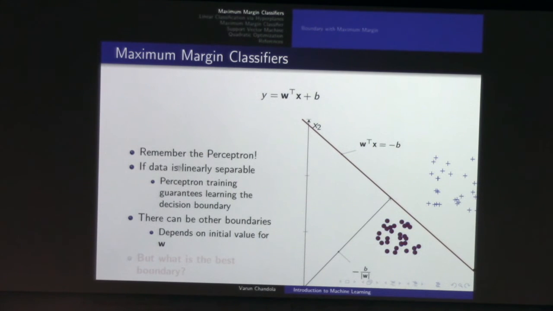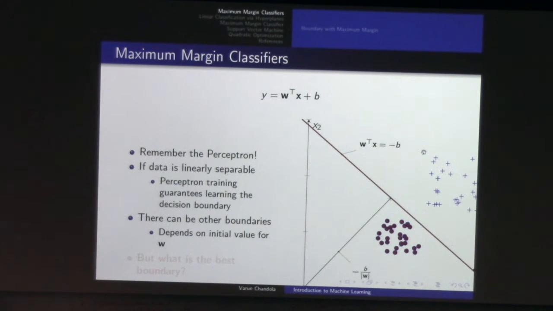The idea was that if the data is indeed linearly separable, then perceptron training, the method that we looked at, guarantees that it will learn the right line. However, this is not the only line that separates these two types of points. I could have drawn a line like this, or a line like this, or a line like this. All of them would have separated the two types of points. So the question is, which line would perceptron learn? The answer is that it will learn whichever line it finds first.